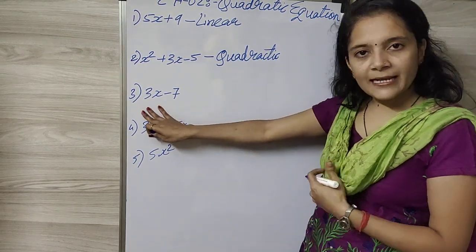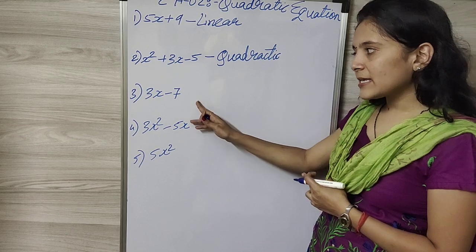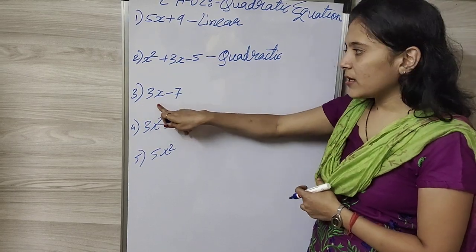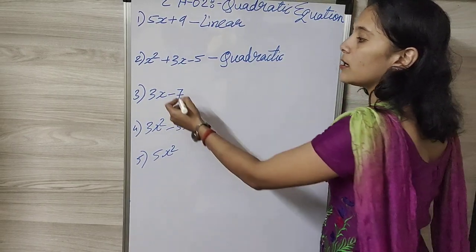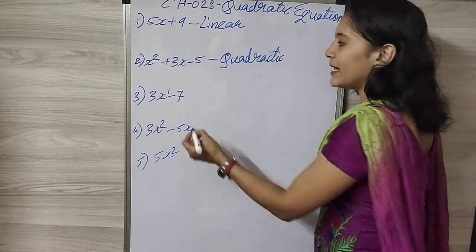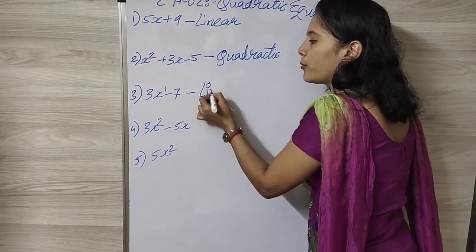Now shifting to the next, 3x minus 7. Here x has the highest degree 1. So this is a linear polynomial.